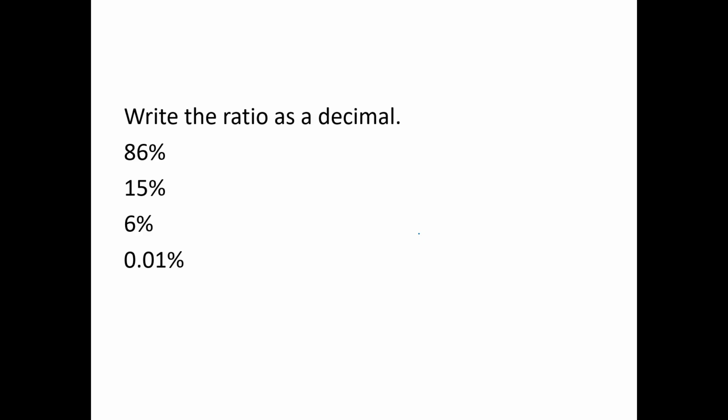So we need to be able to go forwards and backwards, and you'll see why in just a little bit. Write the ratio as a decimal. So 86%, right? The percent just means over 100. So this is just 86 over 100. And then 86 divided by 100.